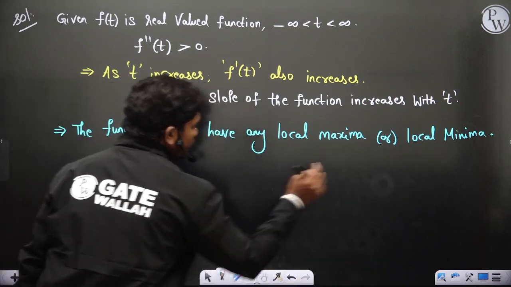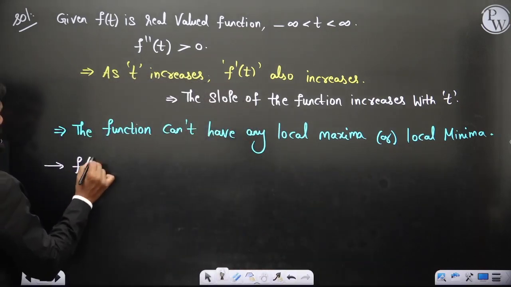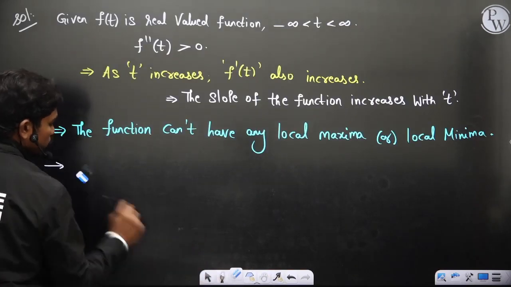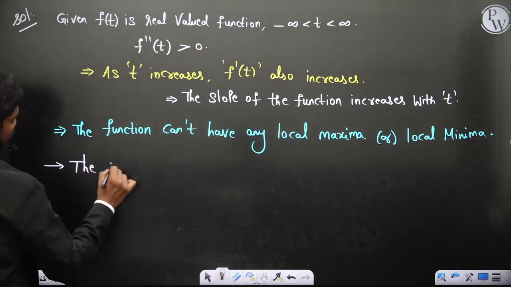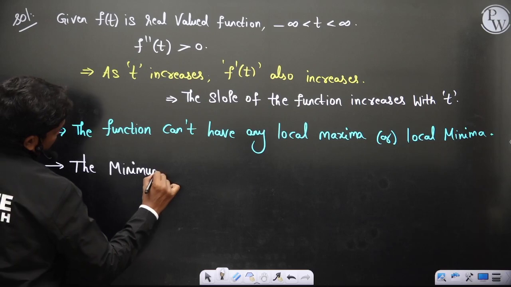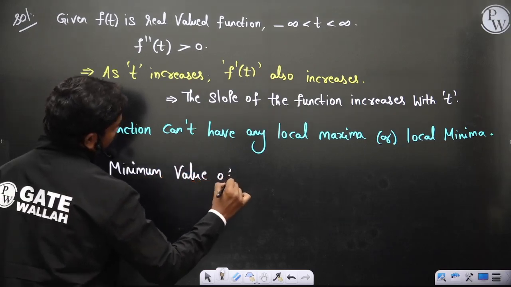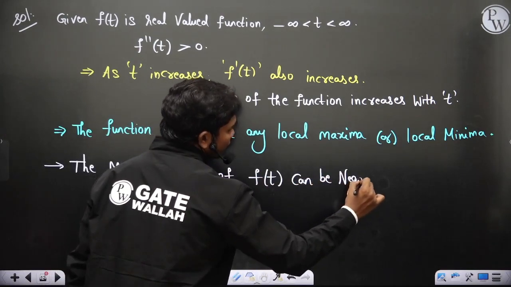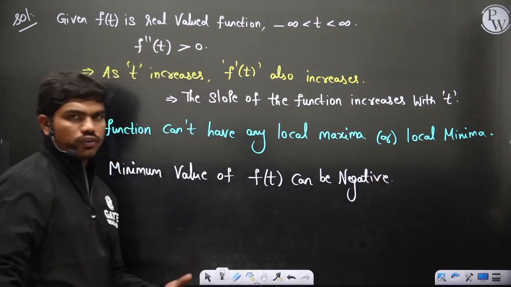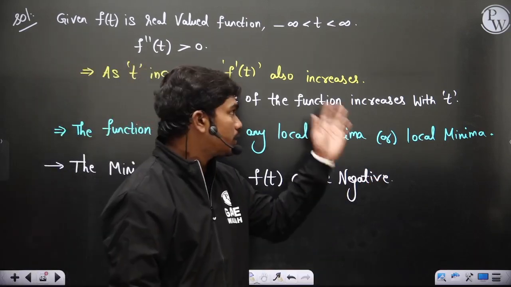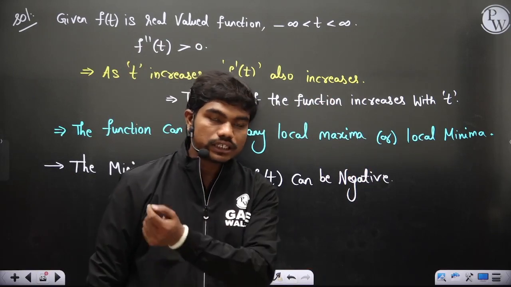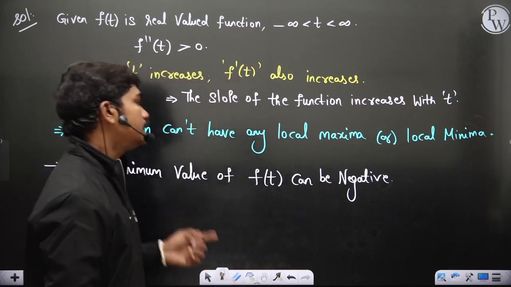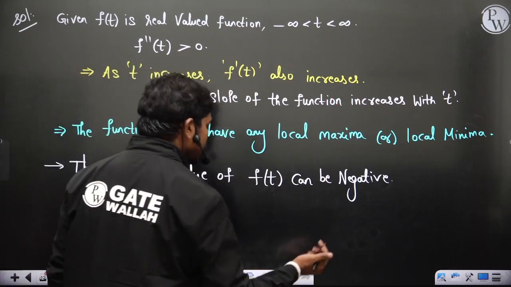The reason is, for example, the statement says the minimum value of f of t cannot be negative. It can be negative actually. See here, I can show you. Normally, in a subject called fluid mechanics, we have some particular fluids which exhibit this behavior, where when you increase a particular parameter, the function increases much faster, keeping the second derivative always positive. In such cases the minimum value of f of t can be negative, of course.